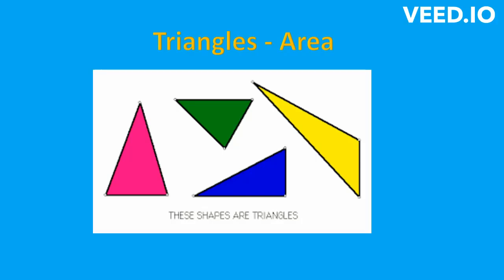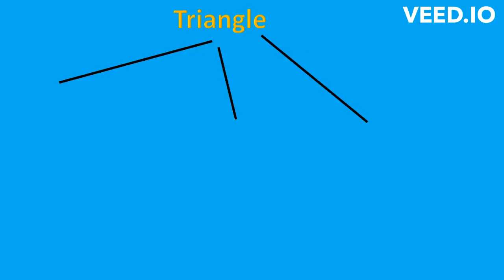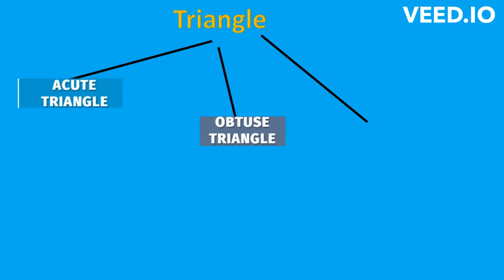A triangle is a closed figure with three sides. All the angles inside a triangle, when added, make 180 degrees. We have different kinds of triangles. It can be an acute triangle or obtuse or right-angled.